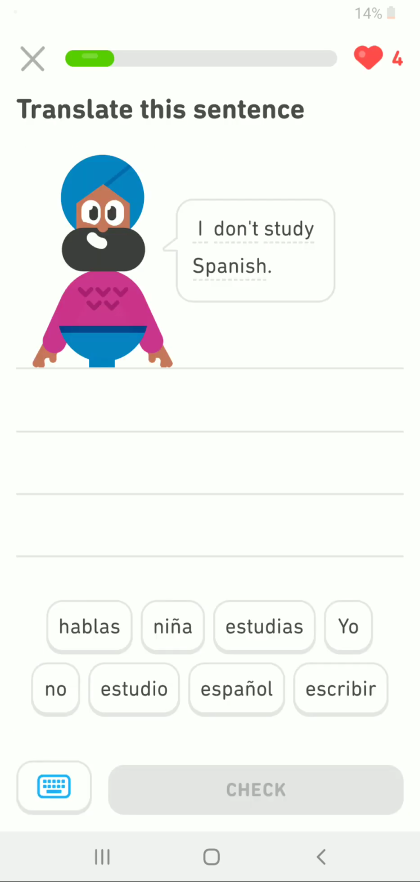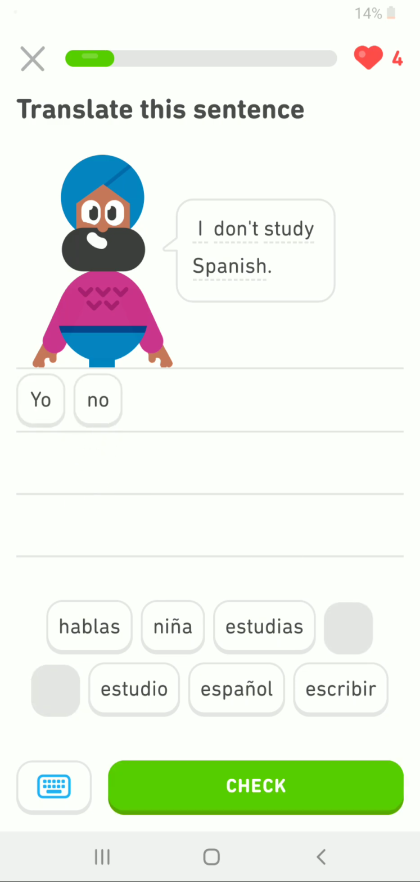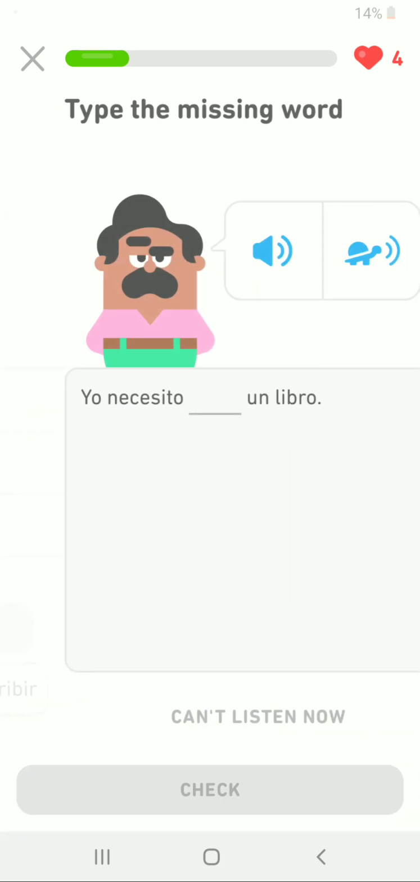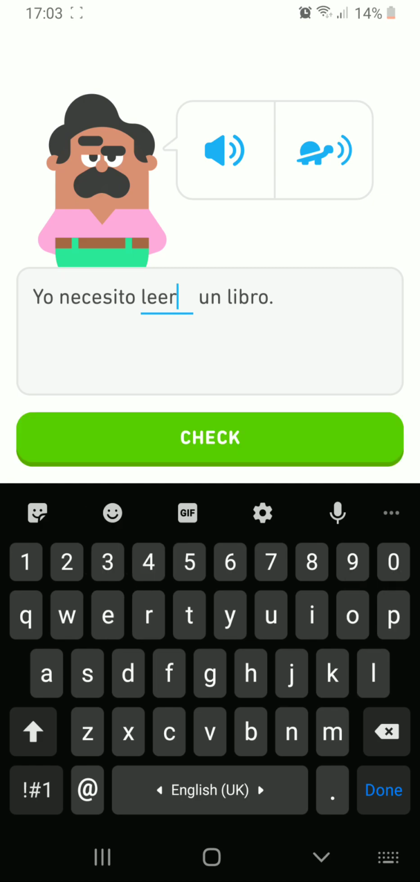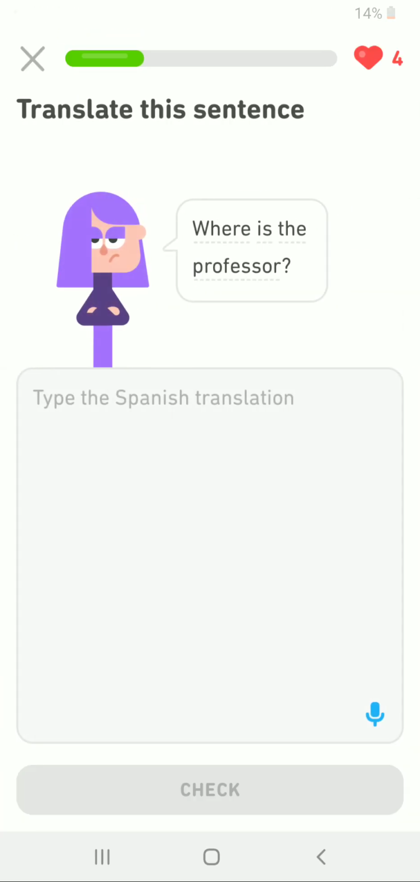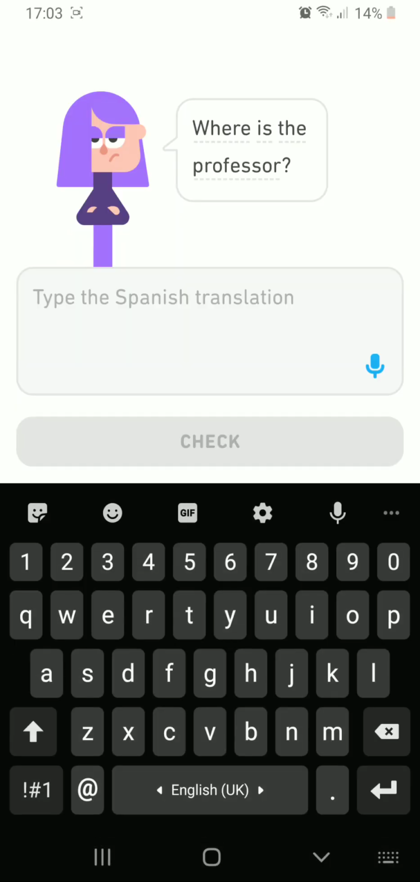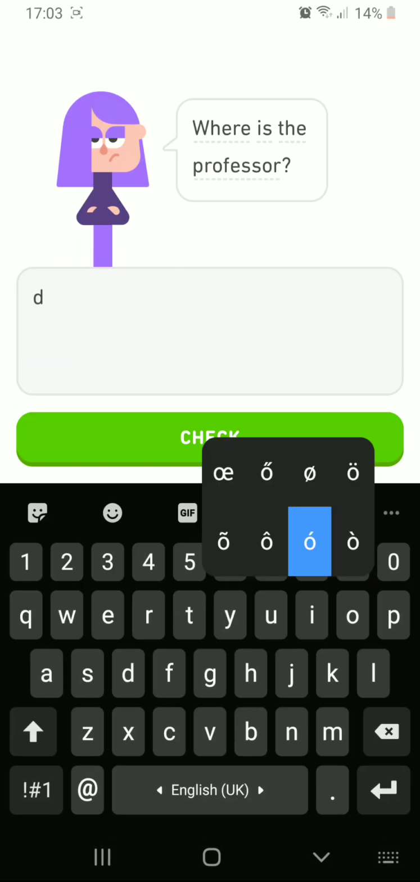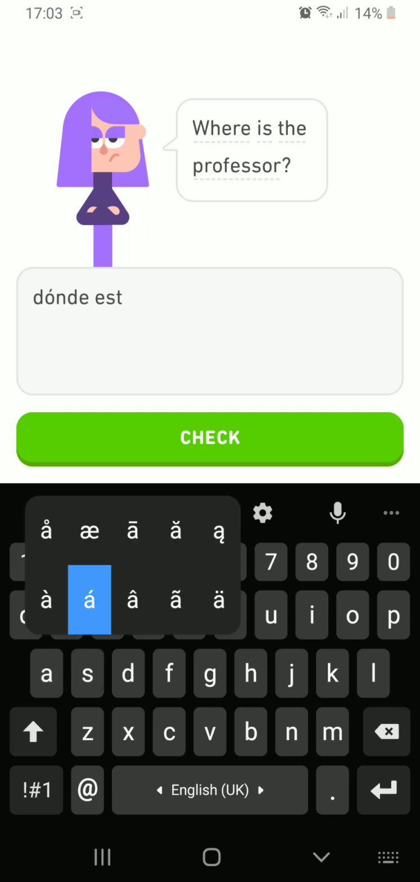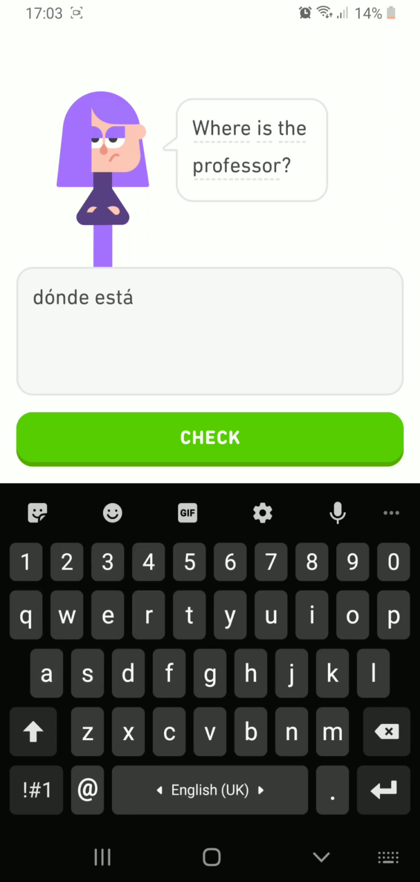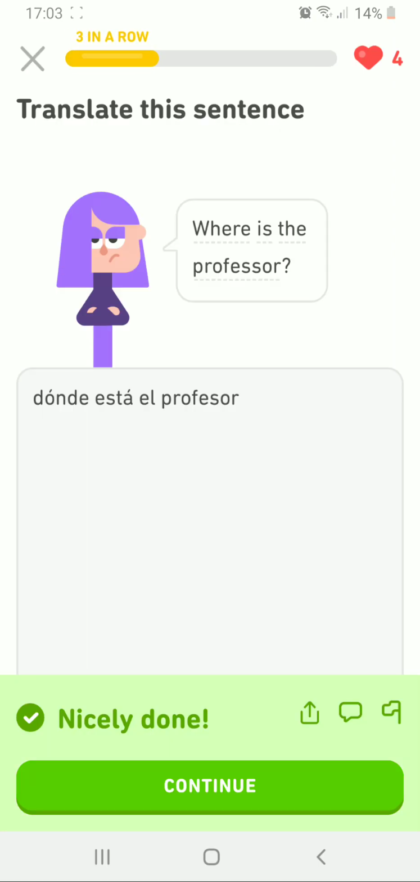I don't study Spanish. Yo no estudio español. Yo necesito leer un libro. Leer is to read. Leer un libro. Where is the professor? So, ¿dónde? This is where. ¿Dónde está? Which is the right verb to use. El profesor. I hope it's with one S.